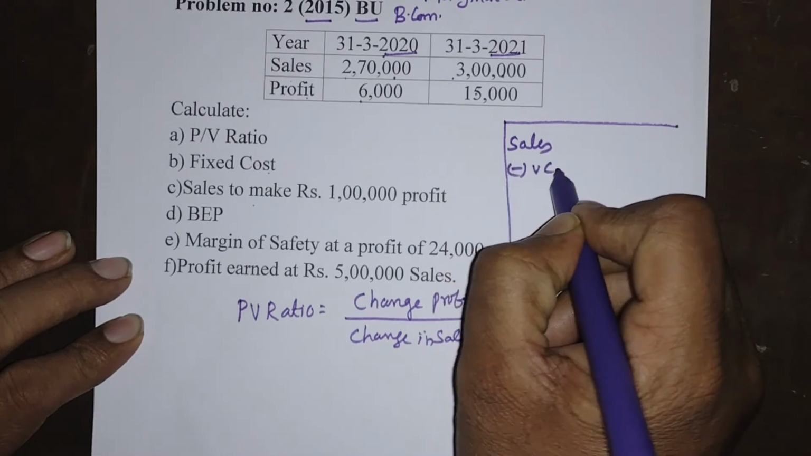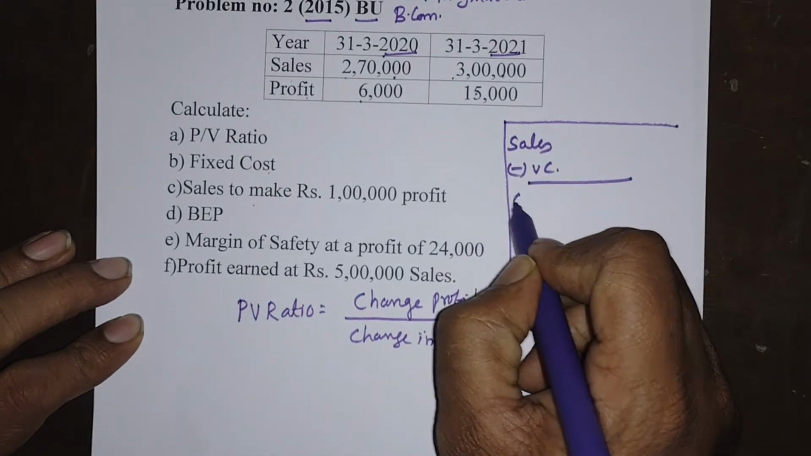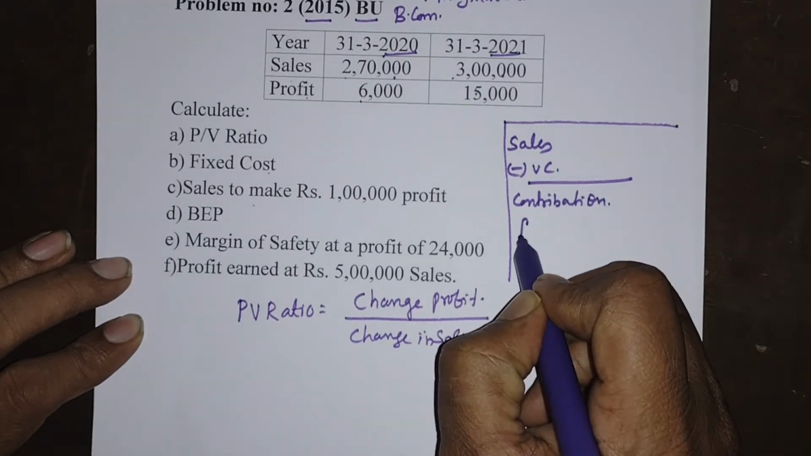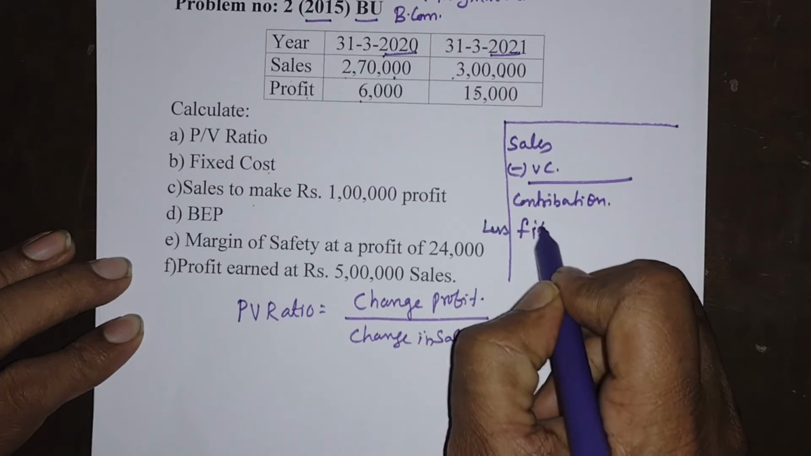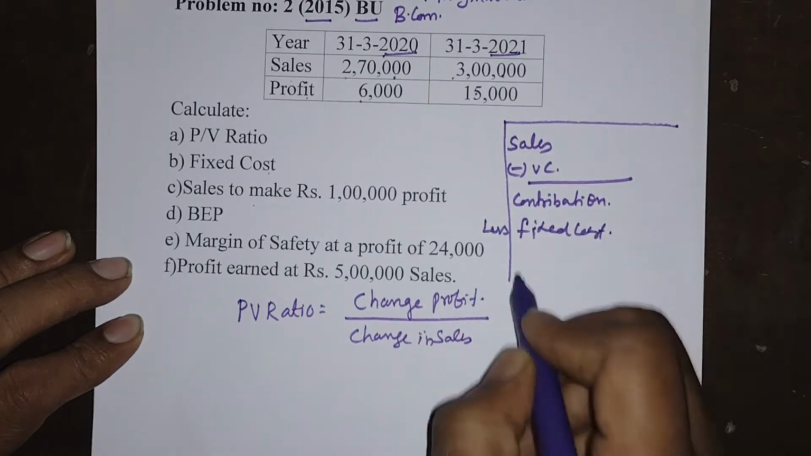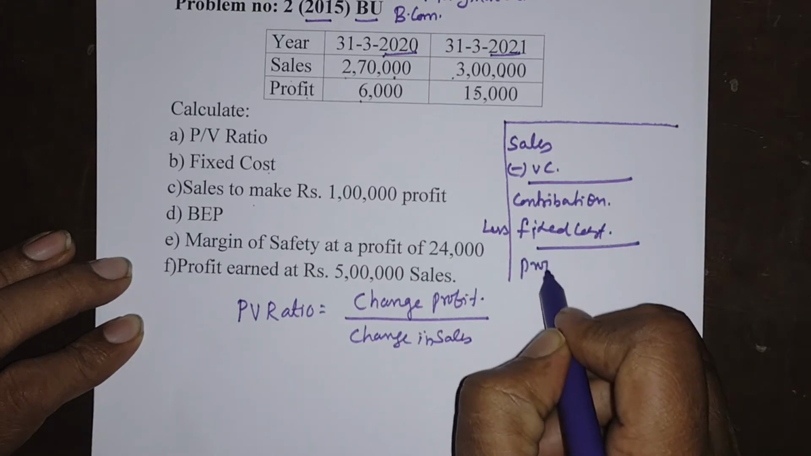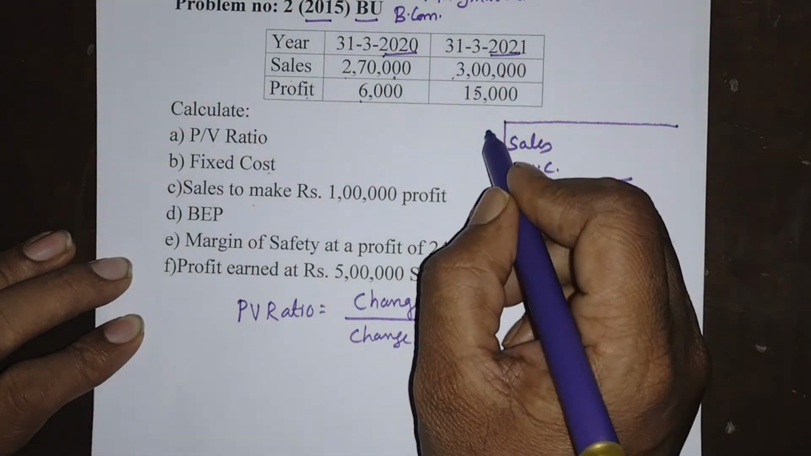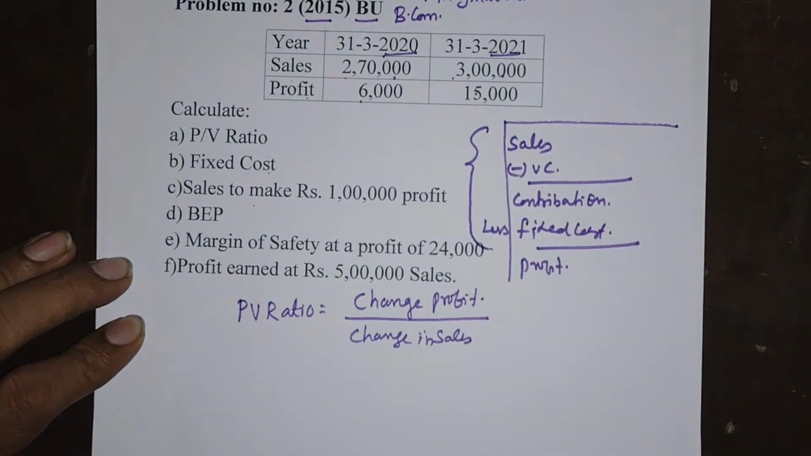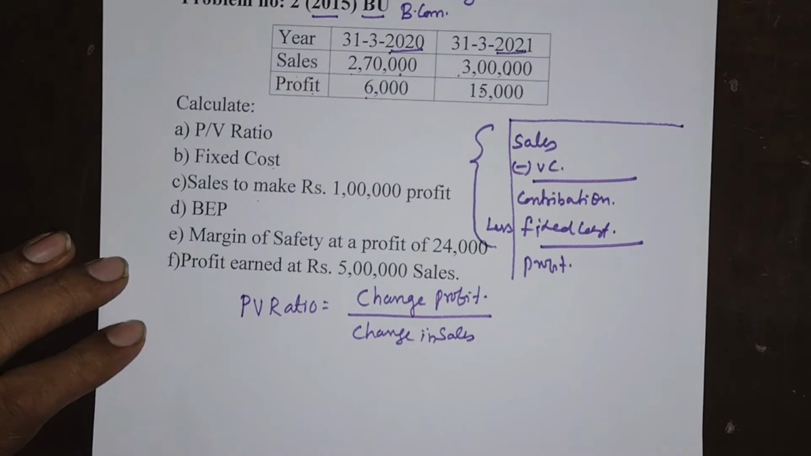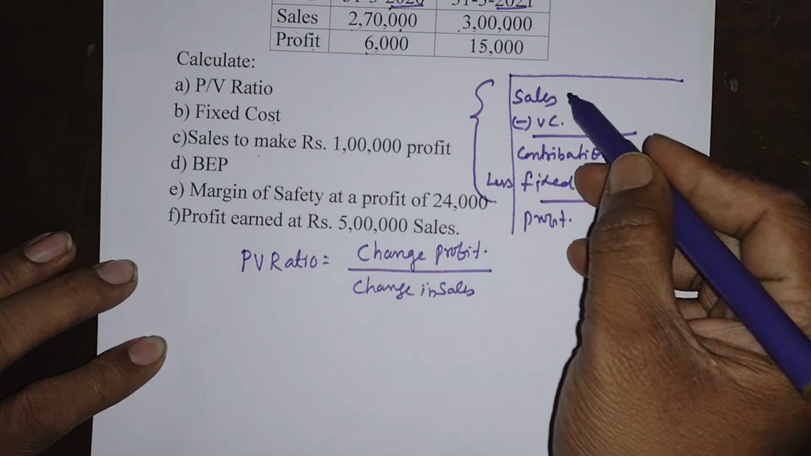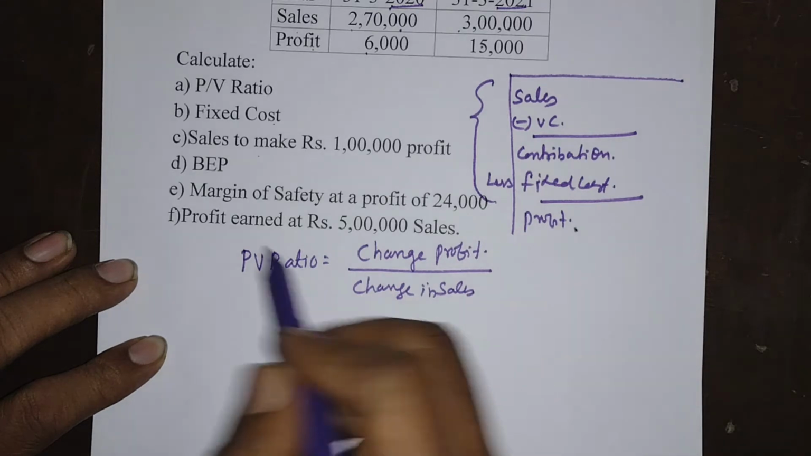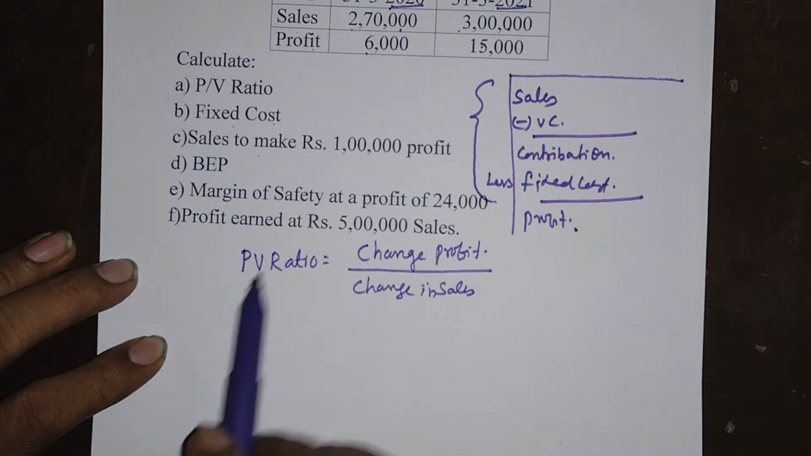Sales minus variable cost, we get contribution. From the contribution we have to minus fixed cost, so that we will get the answer, profit. So this format will always be useful for this entire chapter. Now what is the reason I have written all these things? You will come to know when we go for finding the fixed cost and the other calculations.